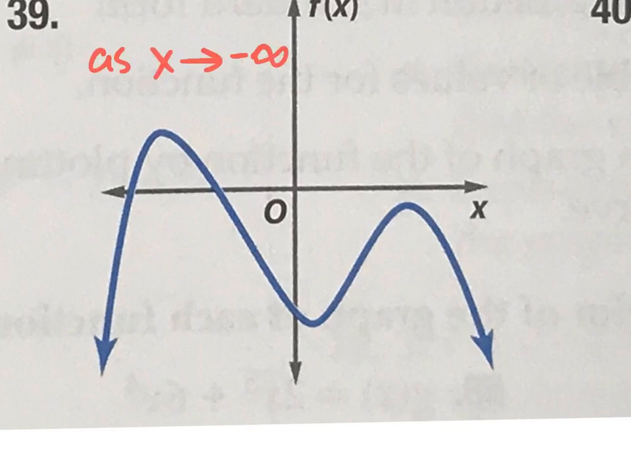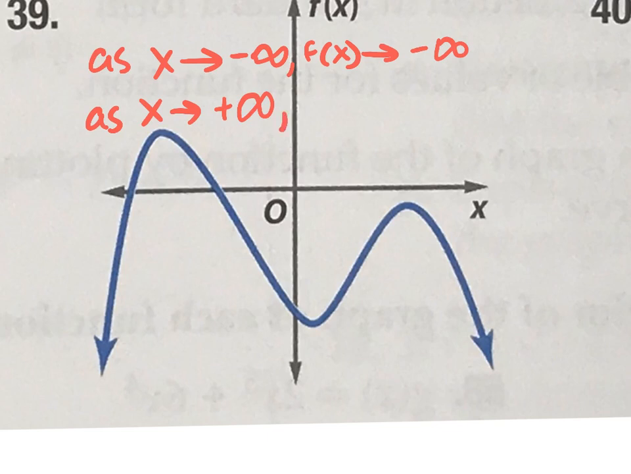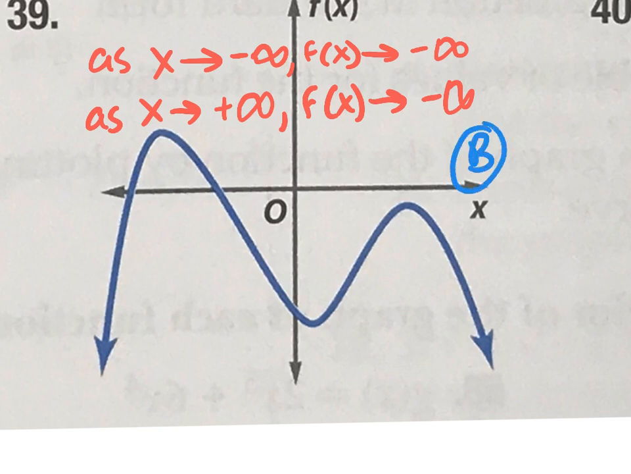As x approaches negative infinity, what happens with my f of x? It approaches negative infinity as well. As x approaches positive infinity, what happens with f of x? Approaches negative infinity as well. Piece of cake. Part B, odd or even degree function. How many arrows does it have pointing up? 0. How many arrows does it have pointing down? 2. So that's an even number, so that's an even degree function.